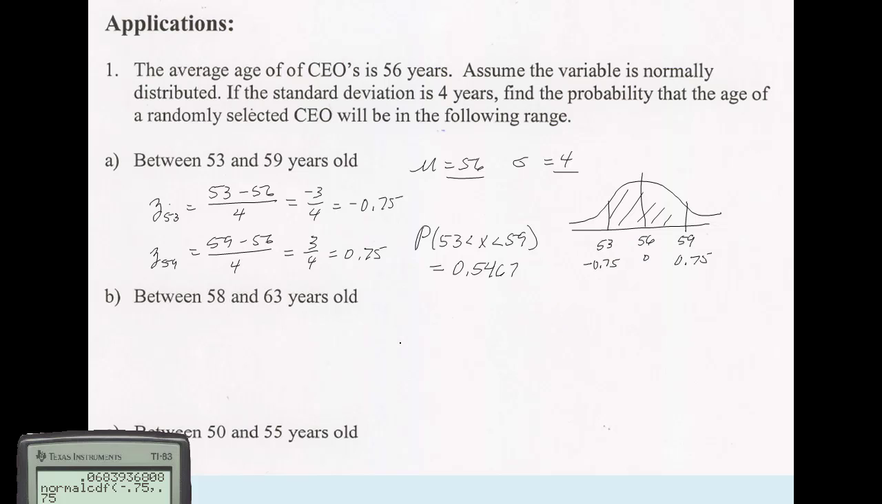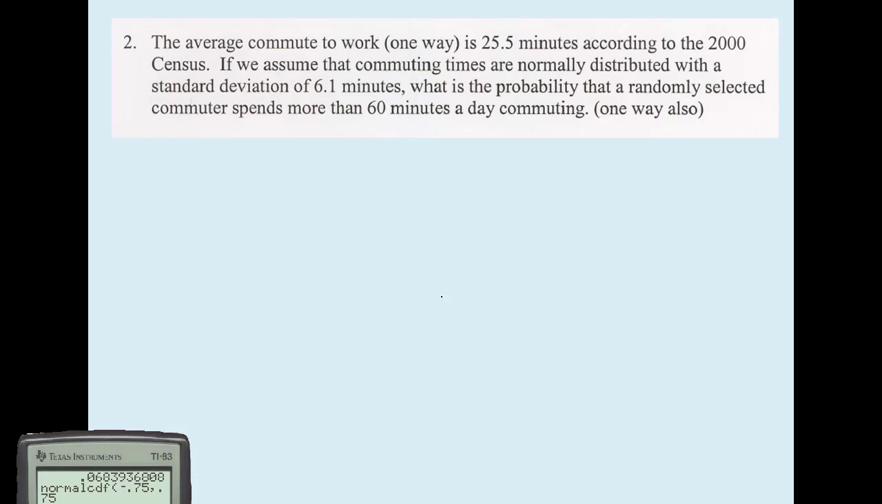All right, so next problem. I'm not going to do these two. They're the same thing. The average commute one way is 25 minutes, so mu is 25.5, according to the 2000 census. If we assume that the commuting times are normally distributed with a standard deviation sigma equal to 6.1, what is the probability that a randomly selected commuter spends more than 60 minutes a day commuting? So P of T greater than 60 is what we want to find.